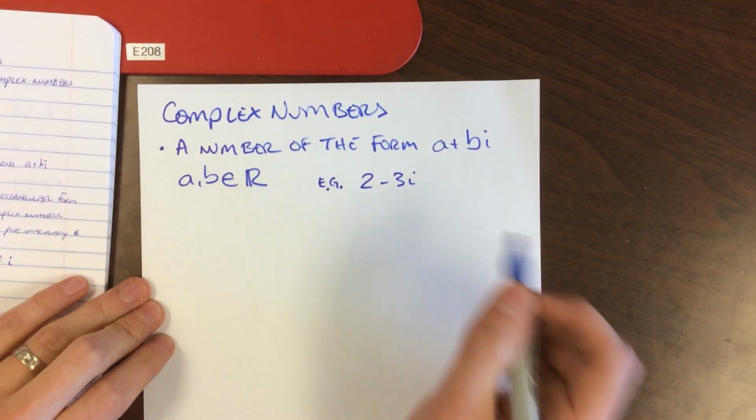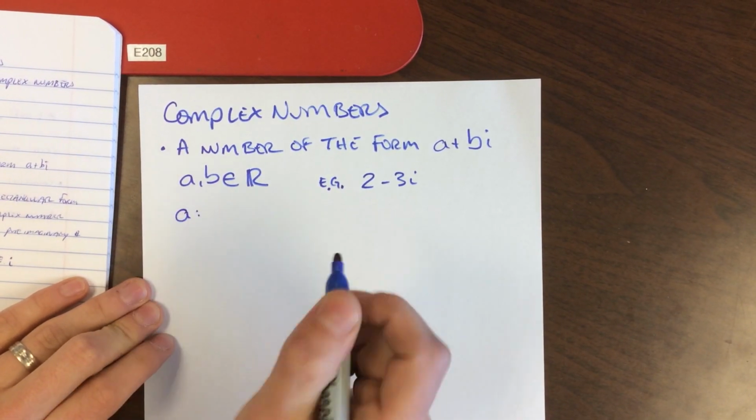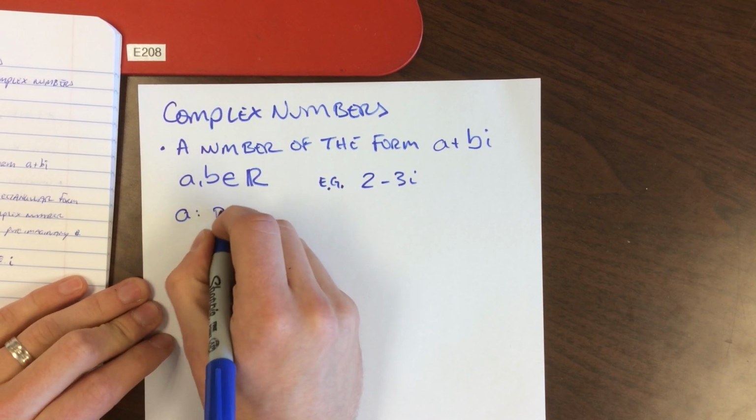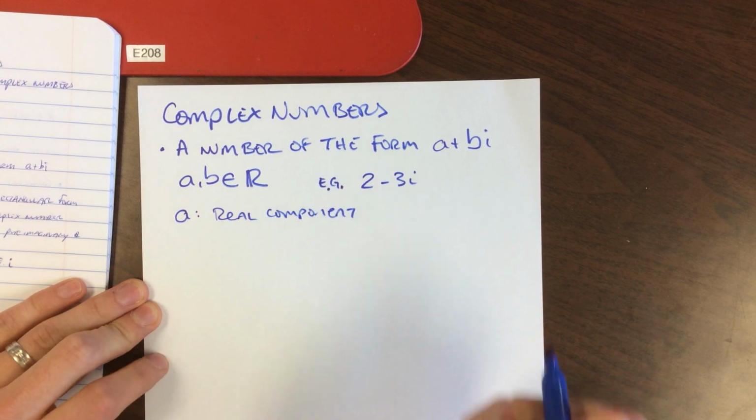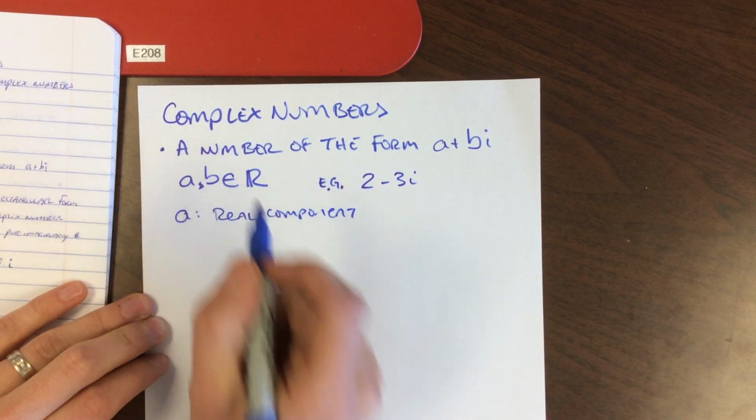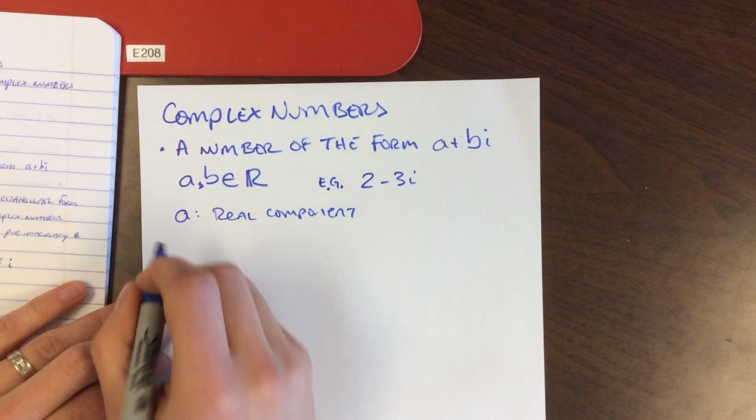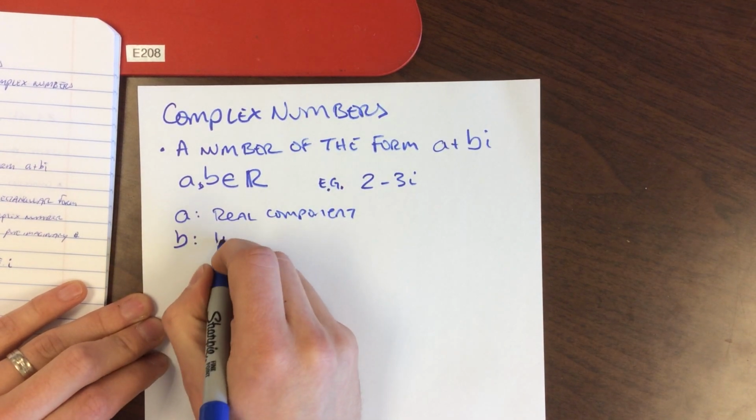So 2 minus 3i. A is the bit that we call the real component. Is there supposed to be a comma after the A? Yeah, A comma B, where A is a real number, B is a real number. B is what we call the imaginary component.